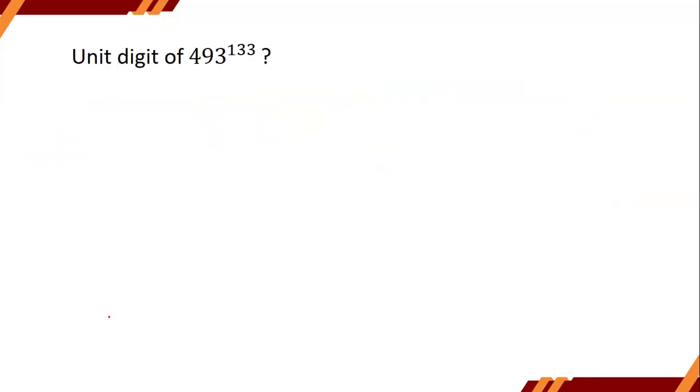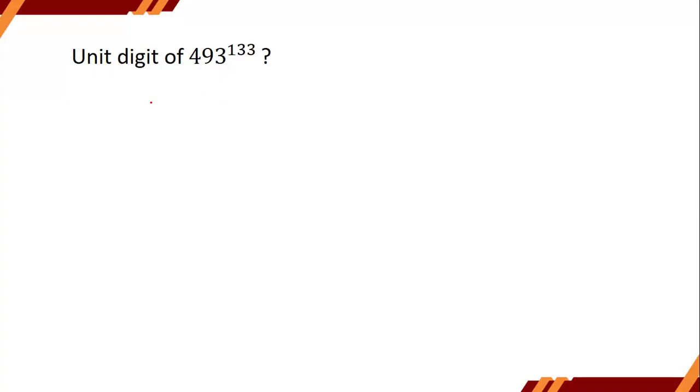Now the question here is asking for the unit digit of 493 power of 133. In order to figure out the unit digit for such a big number, we know that it is not possible to calculate this, right? So that means we need to figure out the pattern in the powers of this, right?